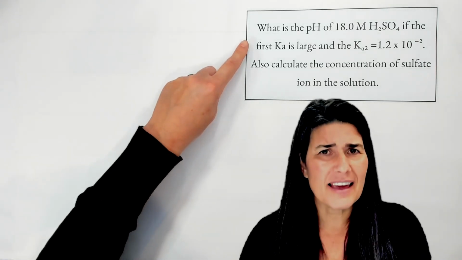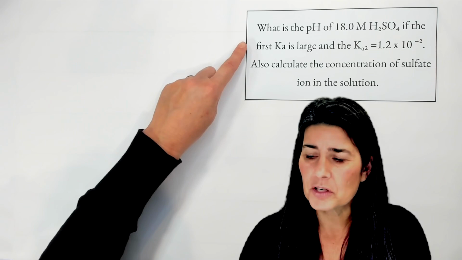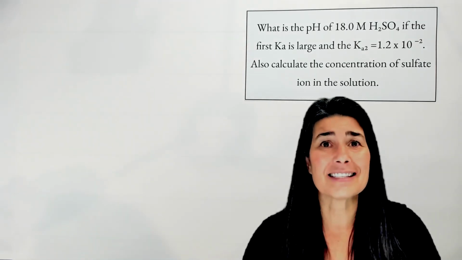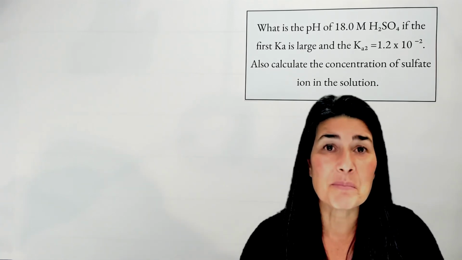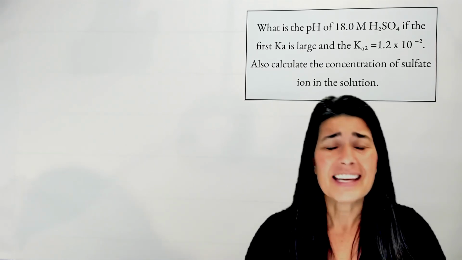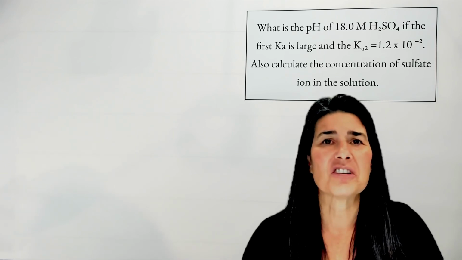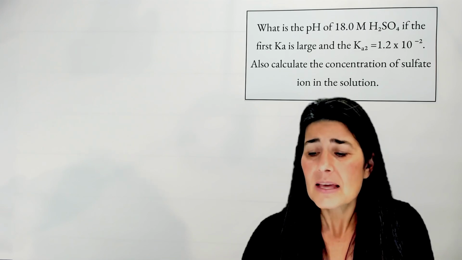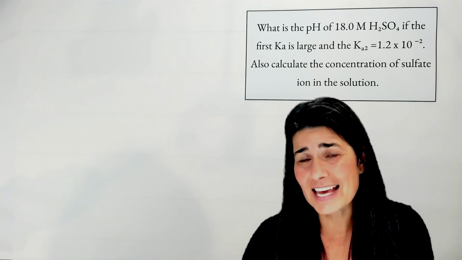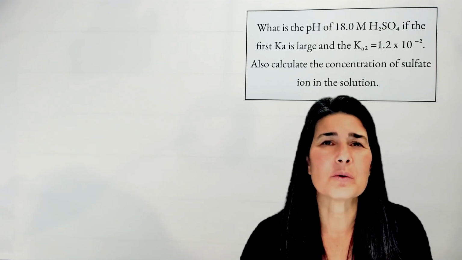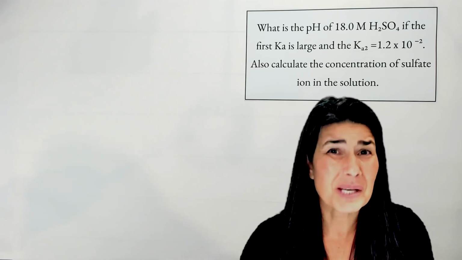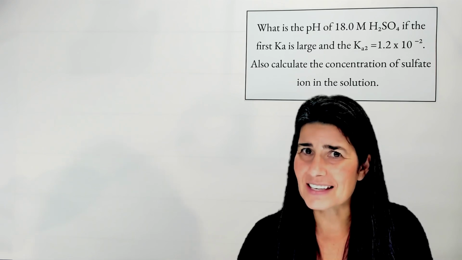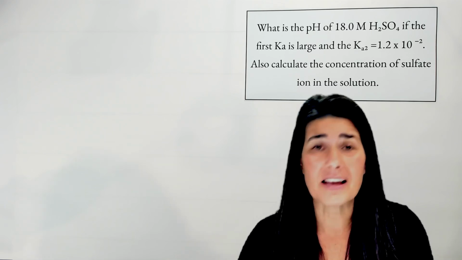What is the pH of 18 molar sulfuric acid if the first Ka is large? All they say is large because sulfuric acid is a big six acid. It's strong. It has a huge equilibrium dissociation constant. It's essentially 100% dissociated. They also tell us that the second Ka, Ka2, is 1.2 times 10 to the minus 2. That's actually pretty big. The second dissociation, although it's not strong acid, is one of the strongest of the weak.